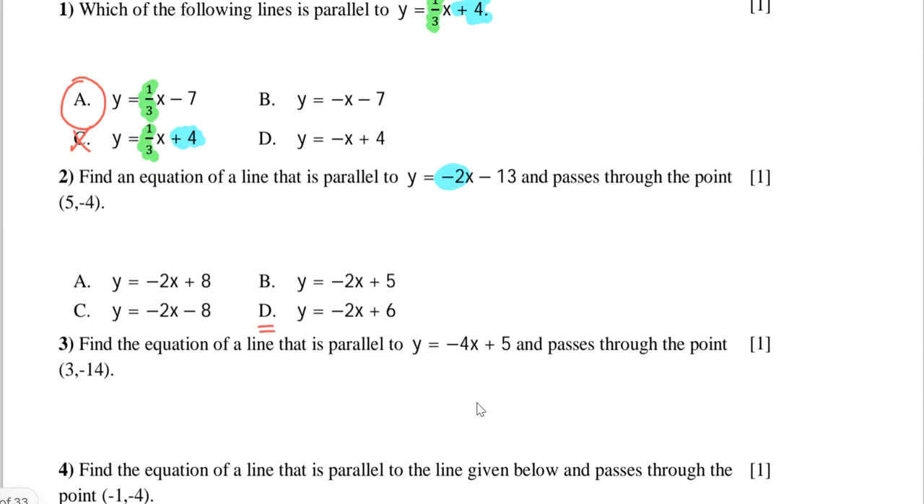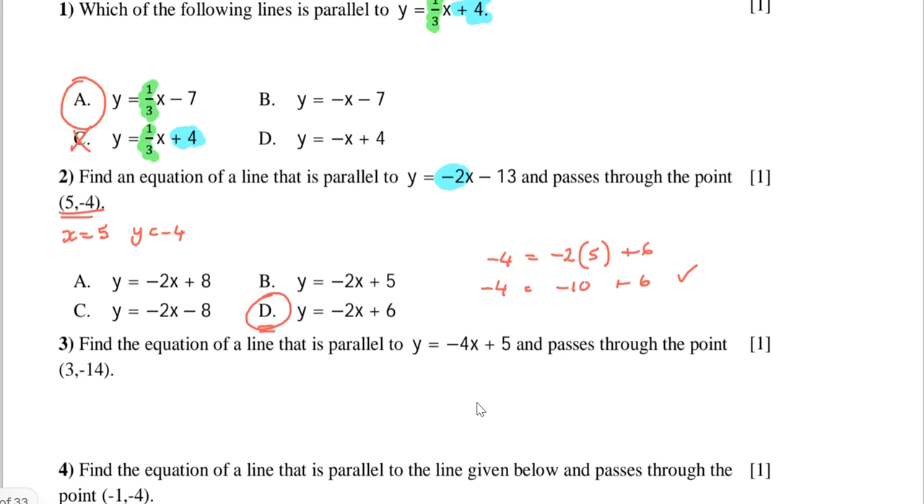So we've got if x is 5, y is -4. We could try all of them, but Toby thinks it's D. So let's have a look. Y is -4, so -4 equals -2 times 5 plus 6. So if that's true, which it is, it must be that one. If I tried it in a different one, it wouldn't be true. You don't have to do trial and error. Go on, what's your way of doing it?